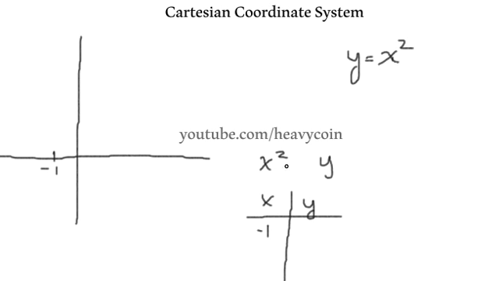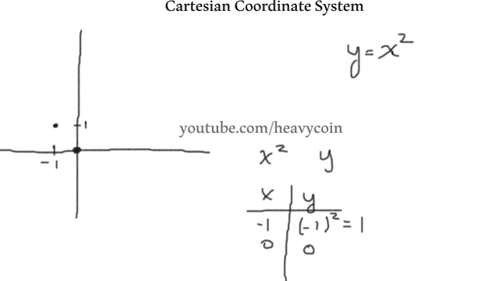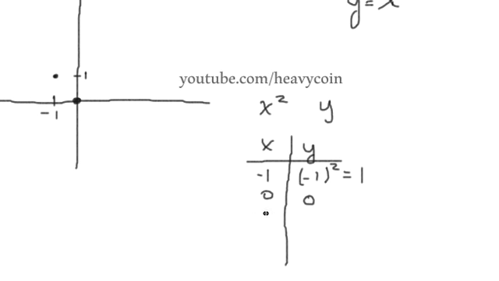In other words, we're going to square -1. I'll just show that right here, and that becomes 1. So -1, 1. We're going to plot that point right there, and then we plug 0 in. 0 squared is 0. So then it's passing through the origin. This is the origin here. And kind of running out of room here.